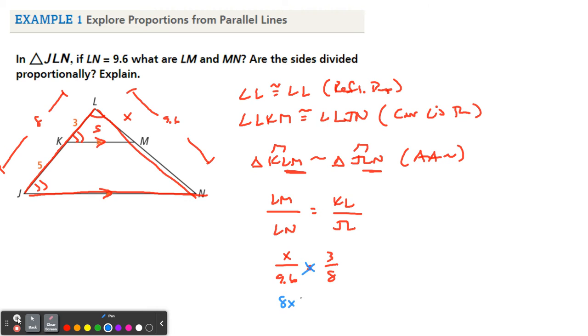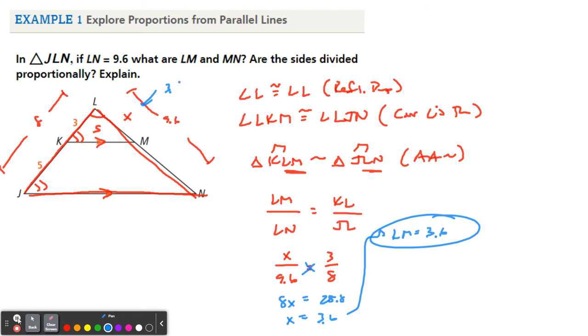So 8x equals, and 9.6 times 3 is 28.8. Divide by 8. I'm not going to show you that again because you don't need to see that. And when we divide by 8, you get 3.6. So what that's saying is that LM is equal to 3.6. And now that you know that this is 3.6, you can just use subtraction to find MN, right? So to find MN, take 9.6 and subtract 3.6. So MN is just plain old 6.